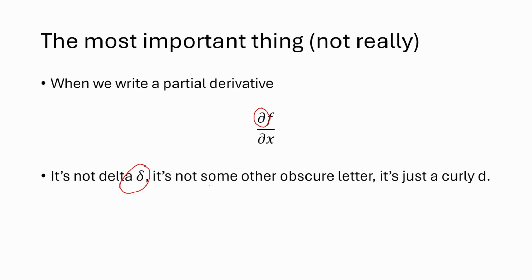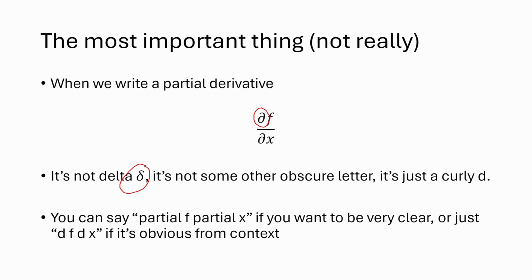This actually does matter a little bit in certain specific contexts, and we will get back to that at the very end of the video, actually. But you can just say df/dx. If you need to be very precise, which of course you may, then you can say partial f partial x. But it is not delta f delta x. That's a different thing. Okay, great. My rant is out of the way.